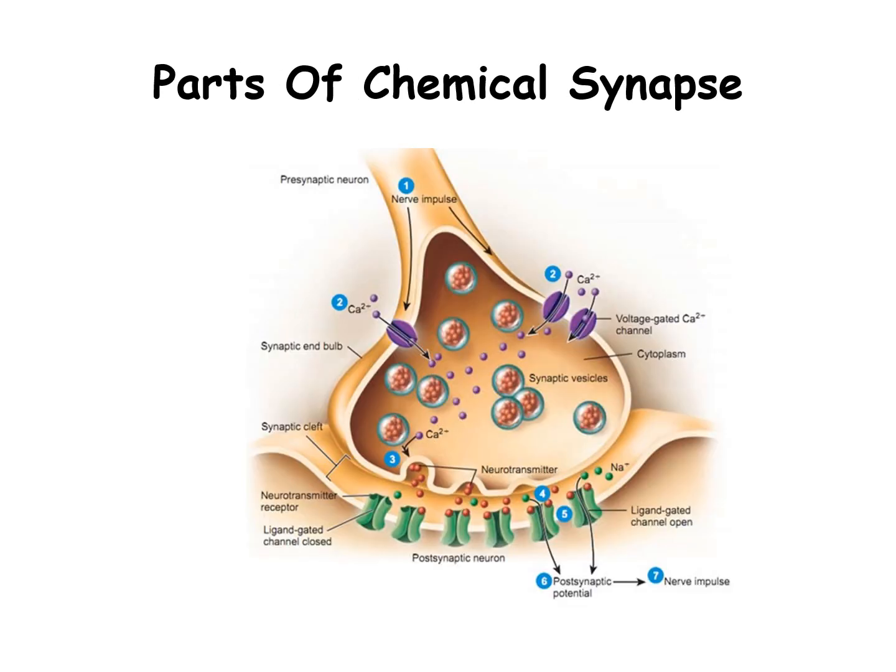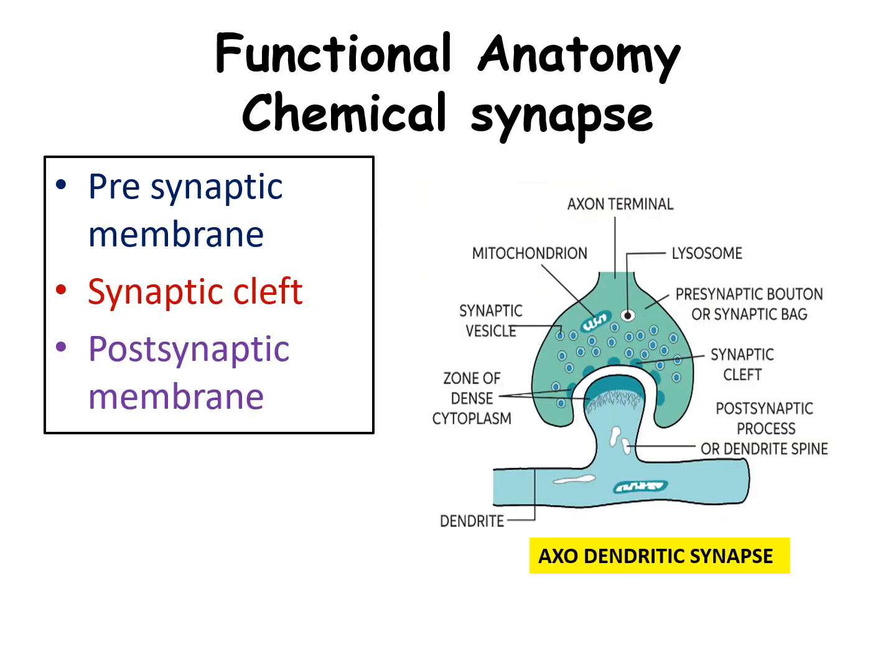Now coming back to the chemical synapse, which I said is the most common type of synapse. First, let us understand the structure of this chemical synapse. These are the different parts: the synaptic knob, the presynaptic membrane, the synaptic cleft, and the postsynaptic membrane. We'll be studying it under three headings: the presynaptic membrane, the synaptic cleft, and the postsynaptic membrane. The synapse shown here is the axodendritic type. You can see here the axon terminal is terminating on the dendrite of the other neuron.